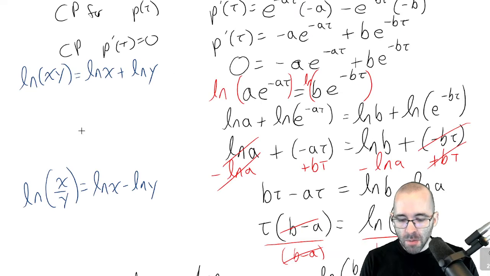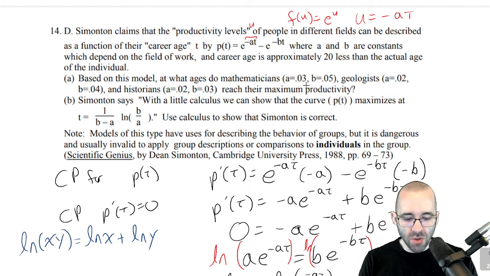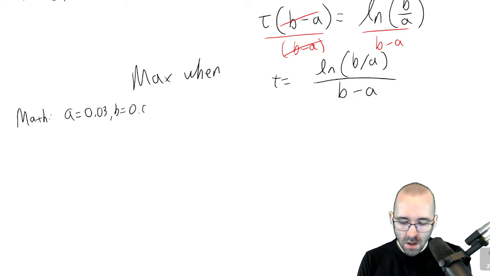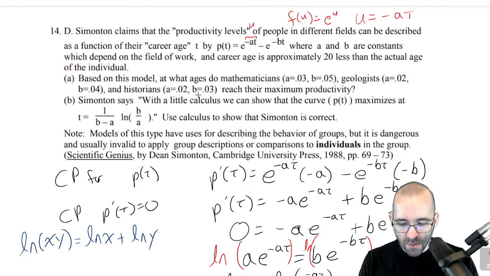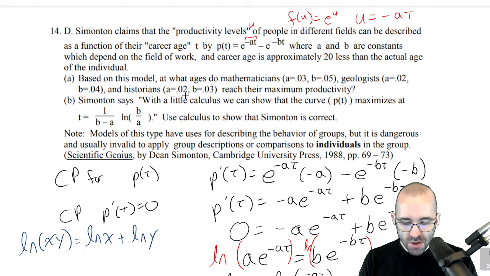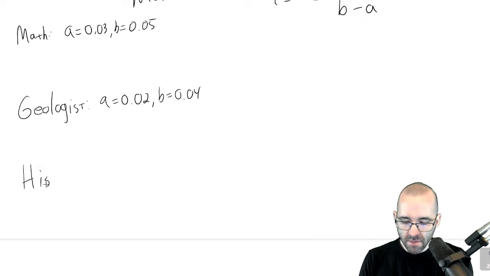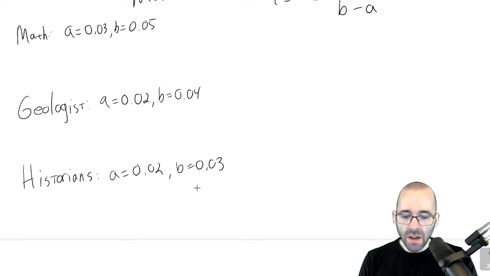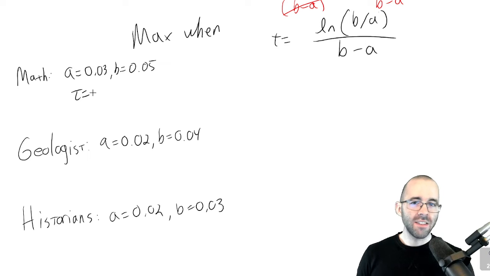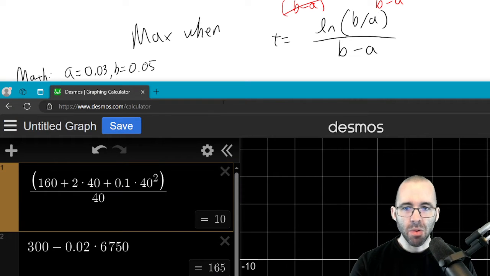So now, part A says do it for mathematicians, where A is 3% and B is 5%. And then it says do it again for geologists with 2% and 4%. And it says do it for historians with 2% and 3%. So all we have to do now, we found the maximum for any A and B. So now, just plug it in. And we don't have to do the problem 3 times, essentially.